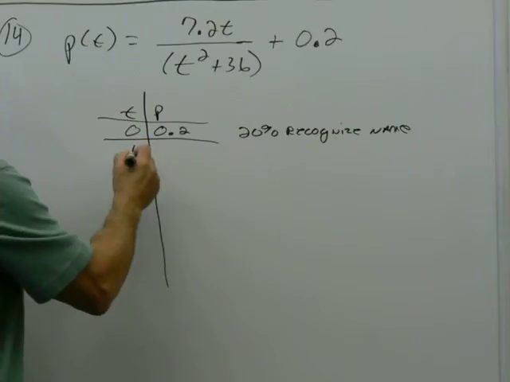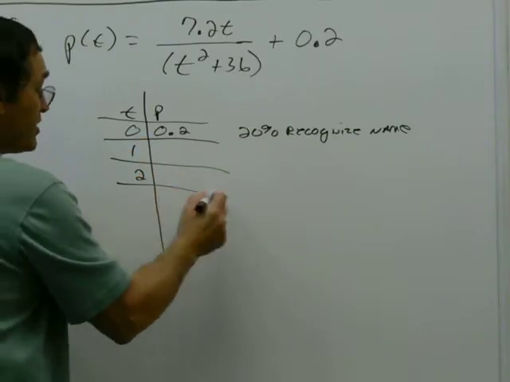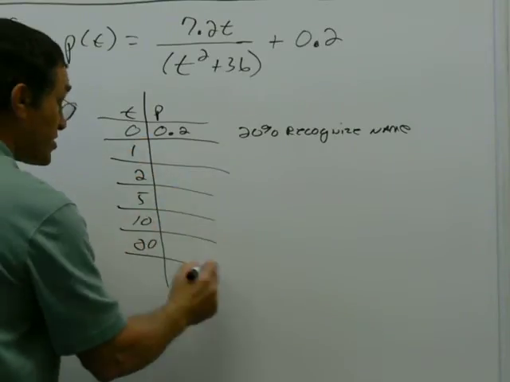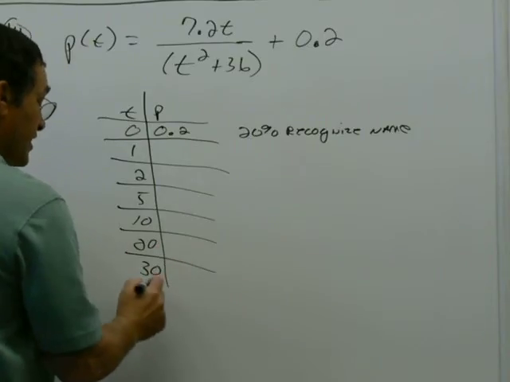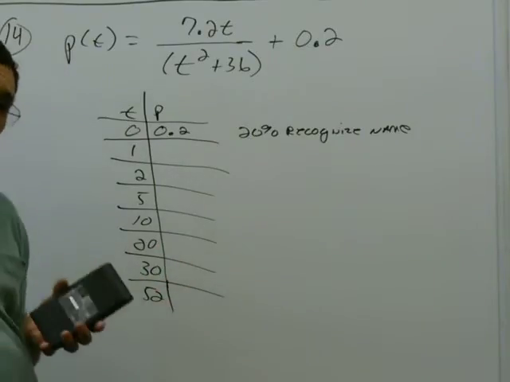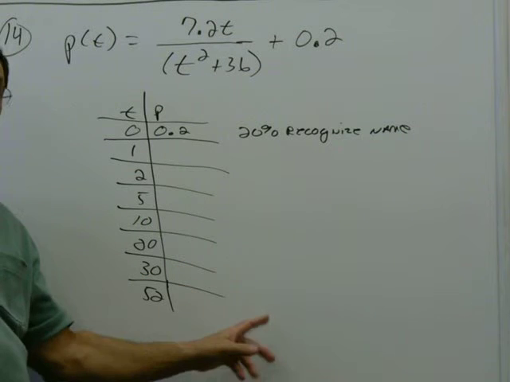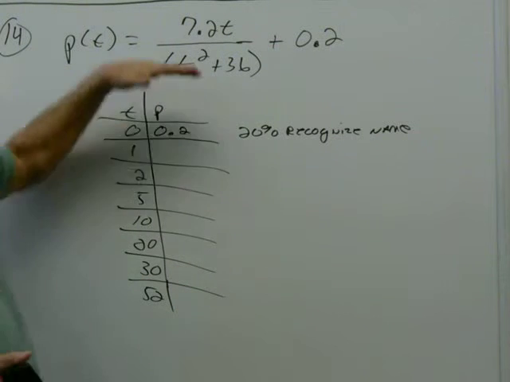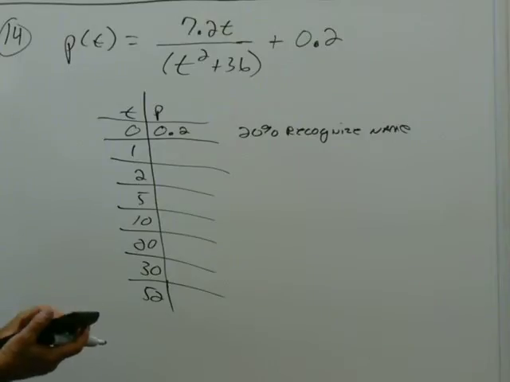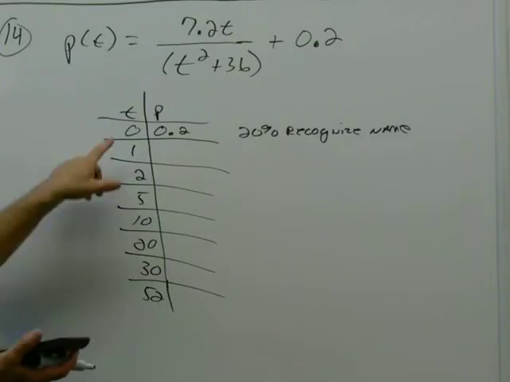Okay? And I'm just curious, 1 week, 2 weeks, 5 weeks, 10 weeks, 20 weeks, 30 weeks, a year, 52 weeks after the campaign starts, what percent of the people will recognize this candidate's name? That's what this function is giving us. So I'm going to plug some values into my calculator and just evaluate it.